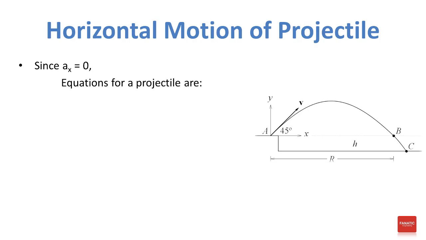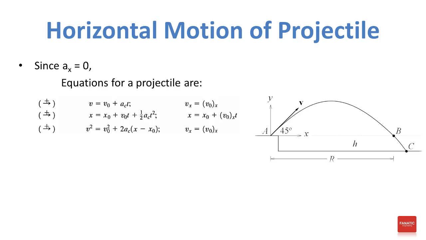For the horizontal motion of a projectile, we have equations. Since acceleration is 0 along the x component, or horizontal component, the equations of motion for a projectile will be: v is equal to v naught plus a t. v is the final velocity, v naught is the initial velocity, a is the constant acceleration, and t is the time of flight from point A to point B.